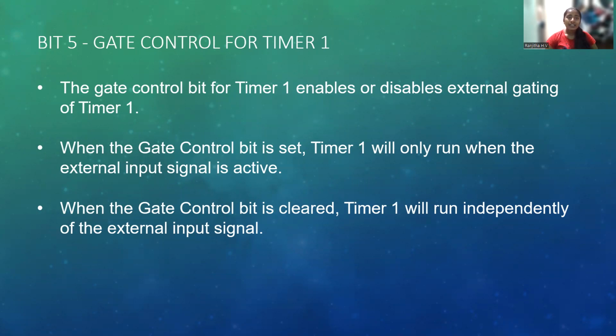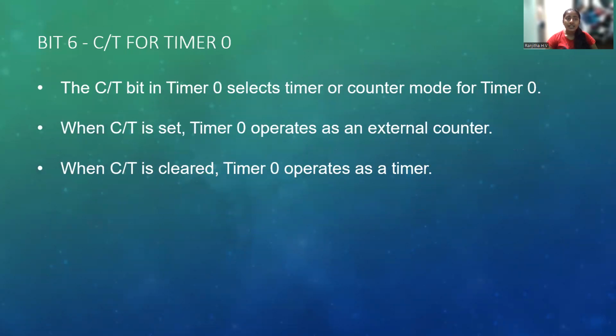Bit 5, the gate control for Timer 1. The gate control bit for Timer 1 enables or disables the external gating of Timer 1. When the gate control bit is set, Timer 1 will only run when the external input signal is active. When the gate control bit is cleared, Timer 1 will run independent of the external input signal.